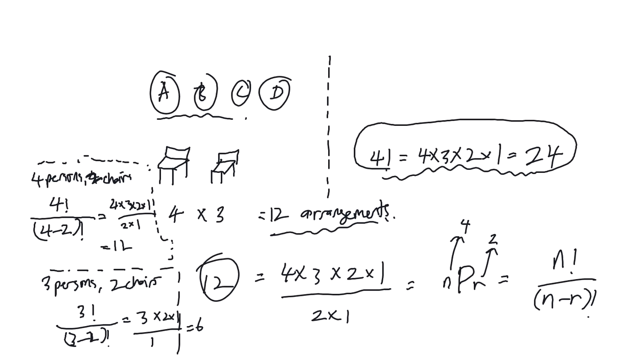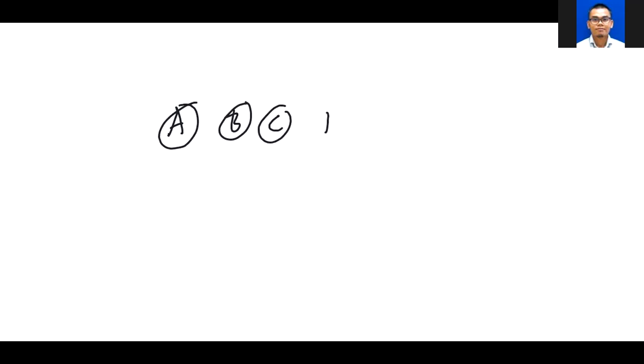And then combination. So let's say there are 4 persons and then 2 chairs. Okay, let's start with 4 chairs first. 4 persons, 4 chairs.